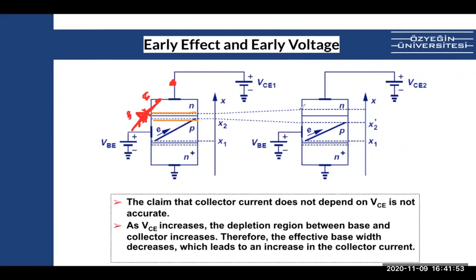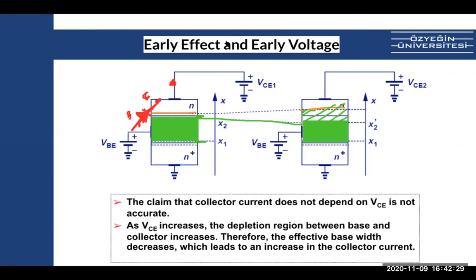Now that PN junction depletion region got much wider, that means your base got smaller. Your base was here. But now your base got to this level due to this depletion region becoming wider. And now this is your new base here, right? Compared to here.